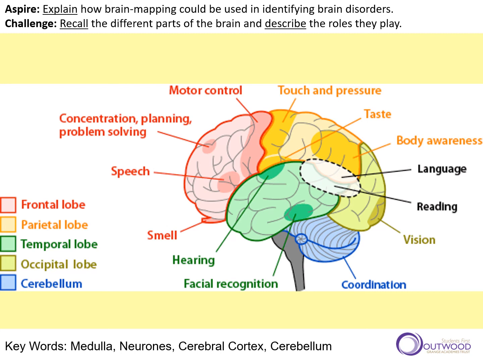So, for example, the frontal lobe, which is in red, is all to do with smell, speech, concentration, and motor control. Okay, you've got this yellow orange part called the parietal lobe: touch, pressure, taste, and body awareness. And then you've got this central bit that goes across, the temporal lobe, which is your thinking part. And that's all to do with language and reading. And then you've got vision at the back.